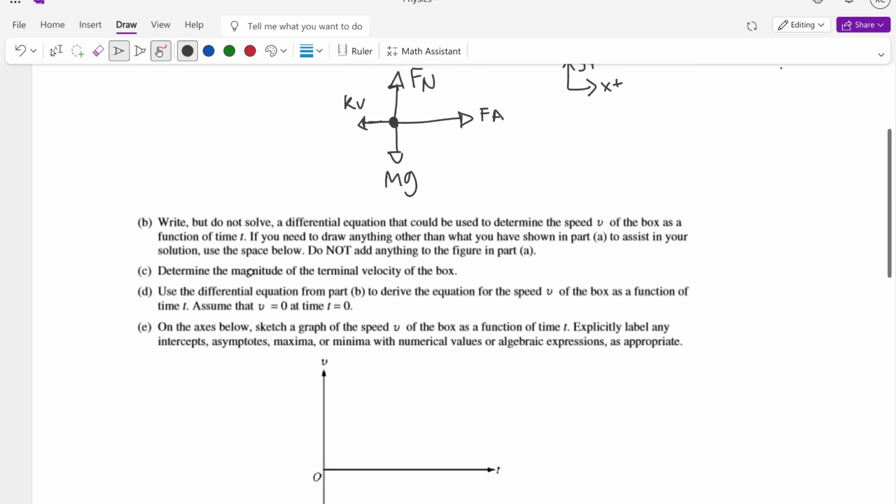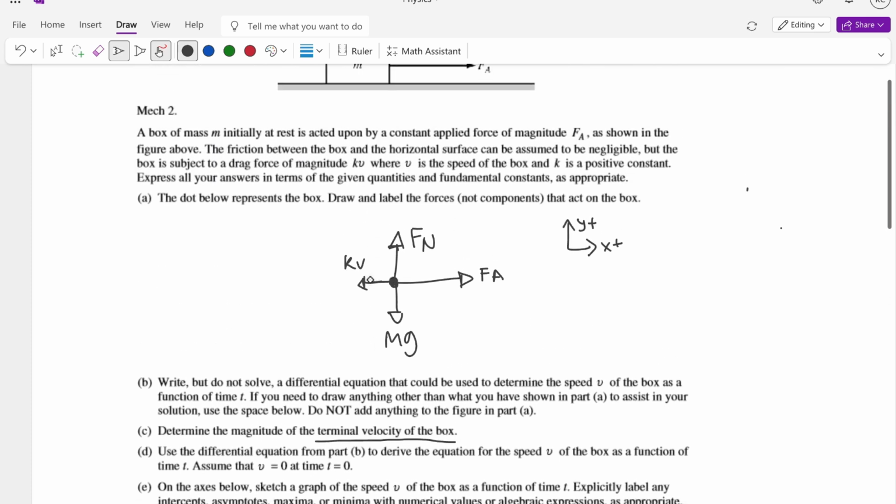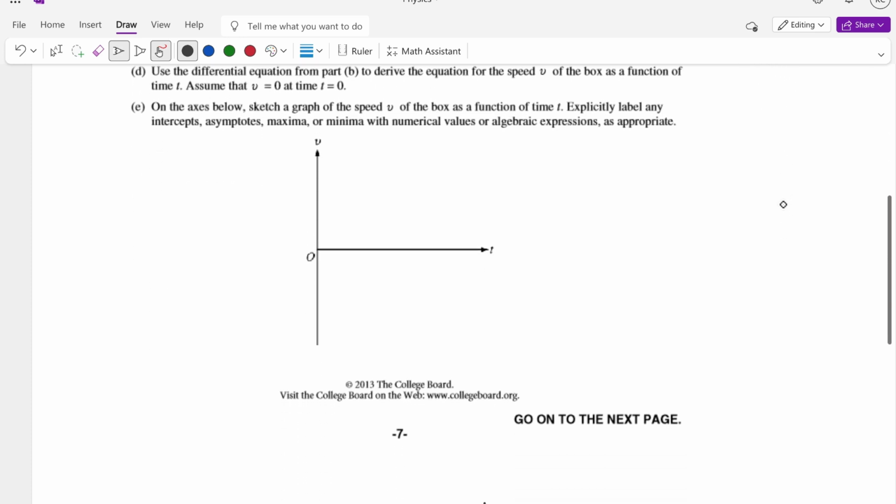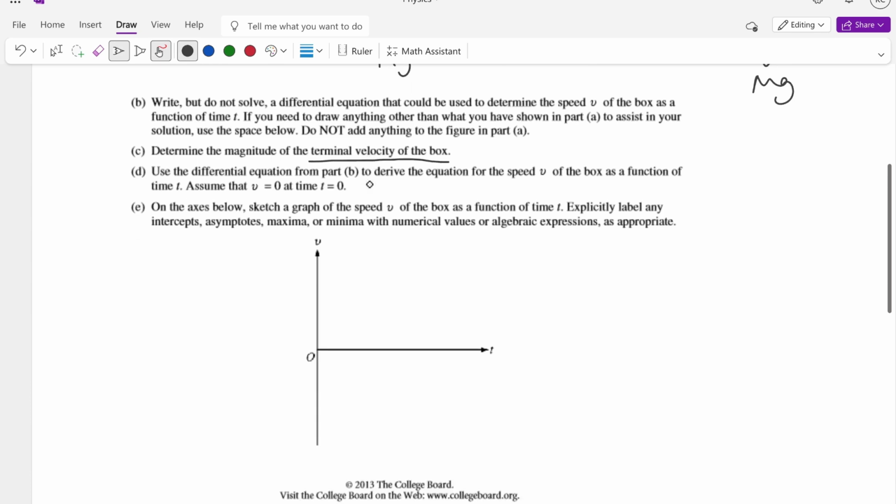Now it says to determine the magnitude of the terminal velocity of the box. So terminal velocity is the point where, let's say this is an object, let's say a ball, right? Let's say when the ball is dropped, after some time, the force downwards of mg will equal the drag force upward, let's say kv in this case. So there's going to be a point where the force downwards equals the drag force, which is what it's talking about in part C, to determine the terminal velocity.